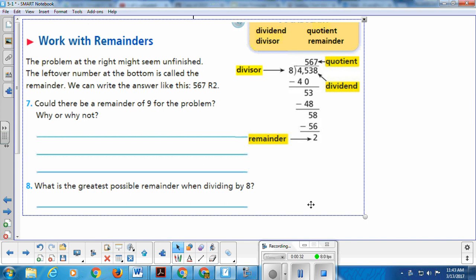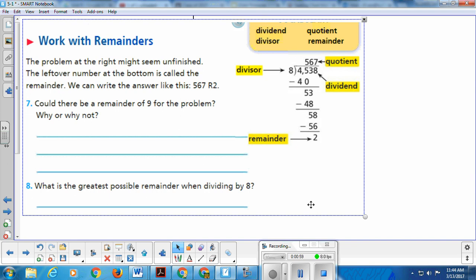So first of all, I want to start off with some basics here. I know you learned this last year, but just as a double check, okay? As you notice on page 165, it's talking about division with remainders. And you see all these vocabulary words up here. You have a divisor, a dividend, a quotient, and a remainder.